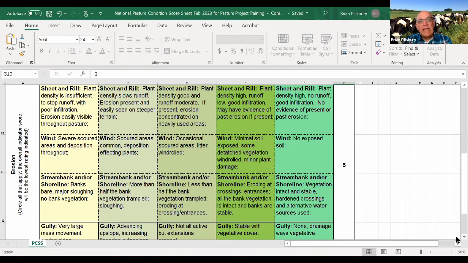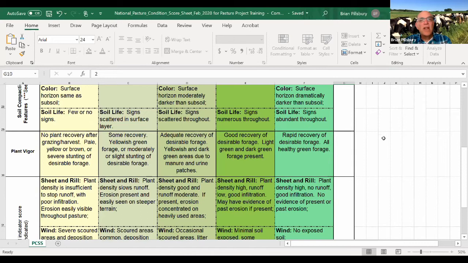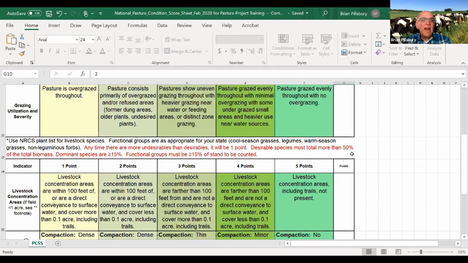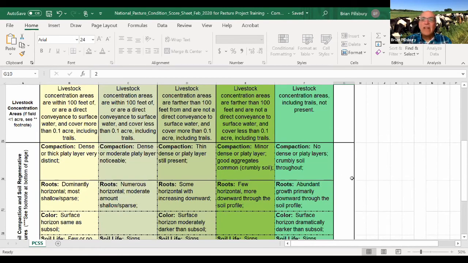And you can see four different parts to this, so which one would you use to determine whether you get a score of 1 to 5? You look at the worst of these four types of erosion and you score based on that. The other thing too, with the regenerative soil, you would look at the worst situation.